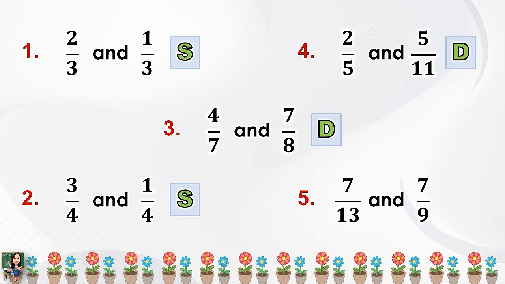And number 5. 7/13 and 7/9. Are they similar or dissimilar fractions? Very good. The answer is D. Dissimilar fractions. So numbers 3, 4, and 5 are dissimilar fractions because their denominators are not the same, while numbers 1 and 2 are similar fractions because their denominators are the same.